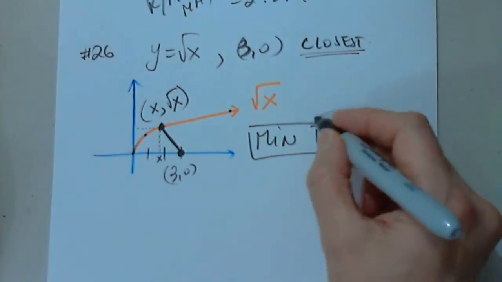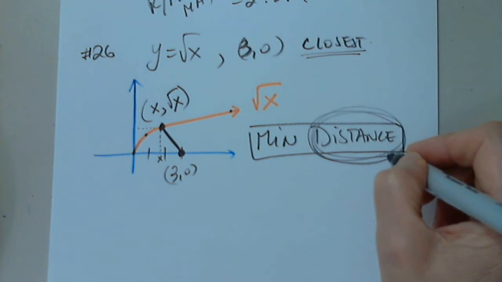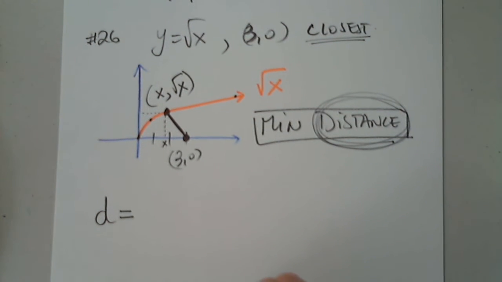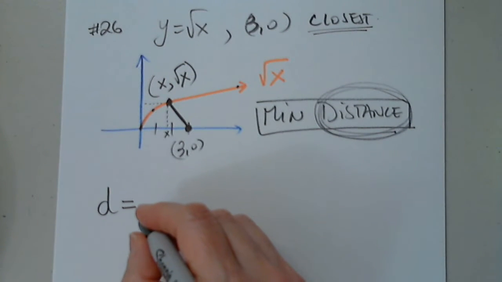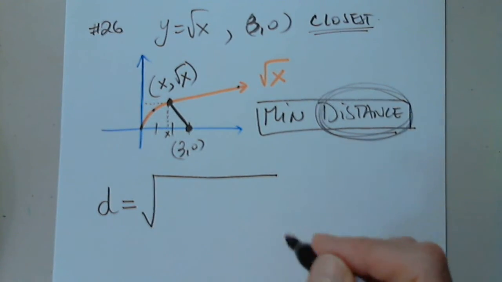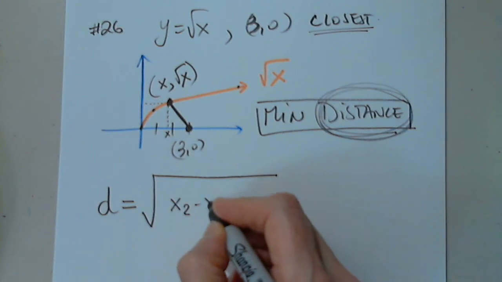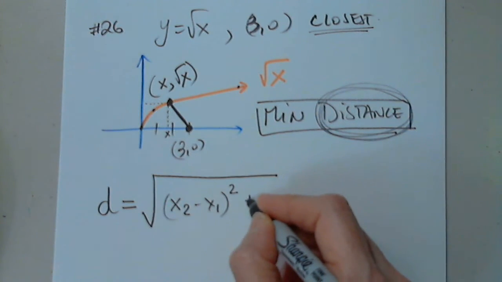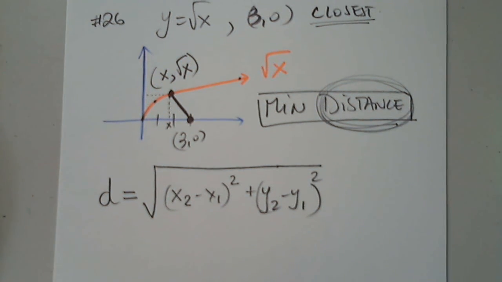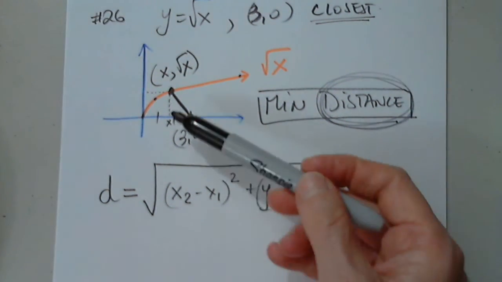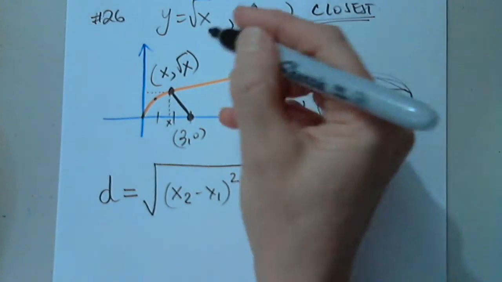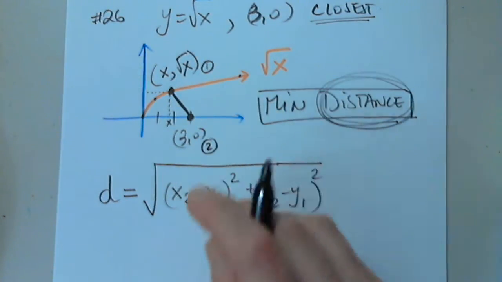Now, all I need is the distance formula. Anyone remember the distance formula? Isn't that the a squared, b squared? Or no? The square root of x2 minus x1, everything squared, plus y2 minus y1, everything squared. Good. So it doesn't matter which one you consider point 1. It really doesn't matter. So let's say this is point 1 and this is point 2.